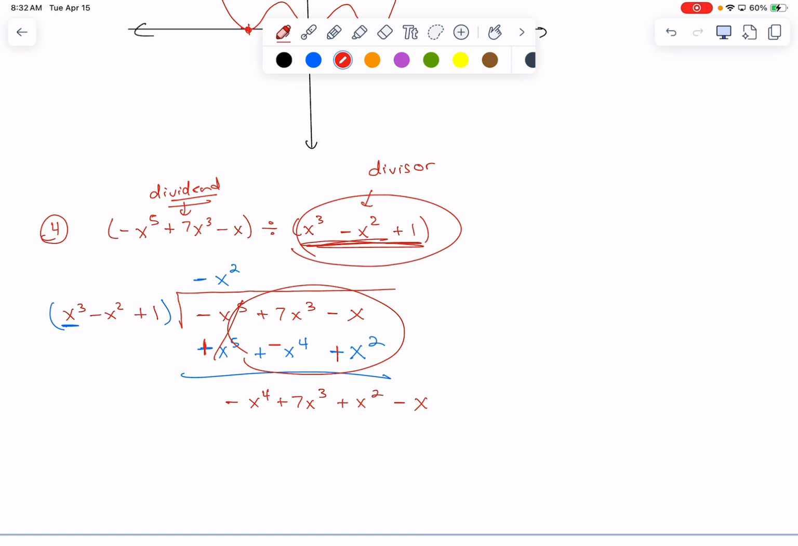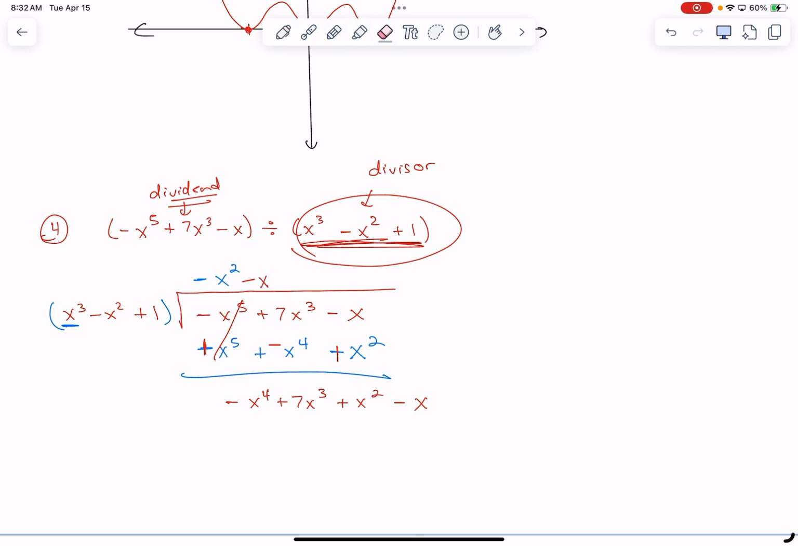Okay. Now, let's do it again. What do you got to multiply x to the third by to get negative x to the fourth? A negative x. Does everybody see that? You agree? Yeah. All right, negative x times x to the third. It better be negative x to the fourth, is it? All right. So that's going to give me negative x to the fourth. And then we're going to have negative x times negative x squared.